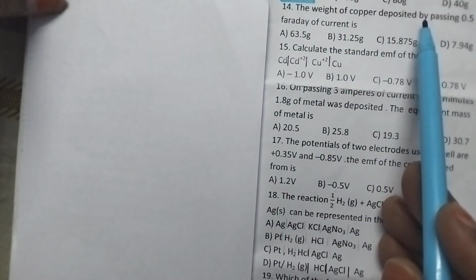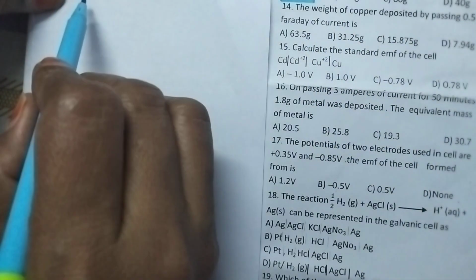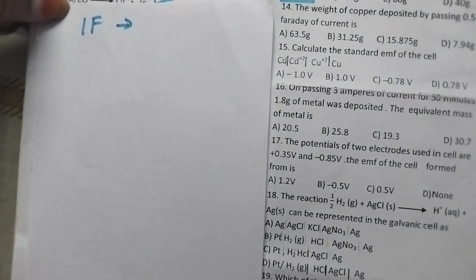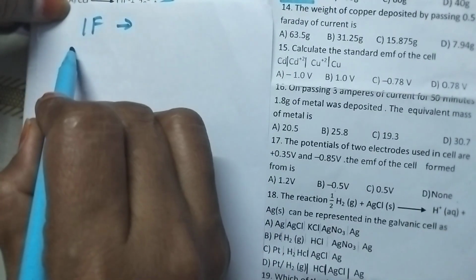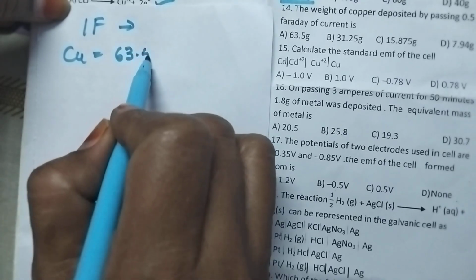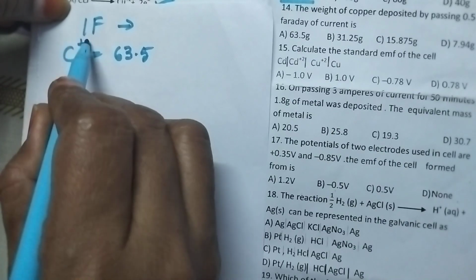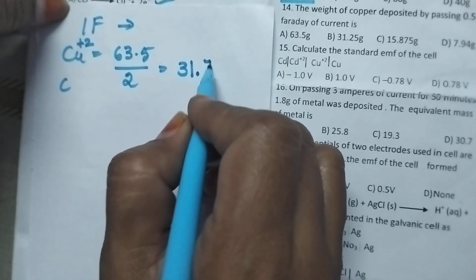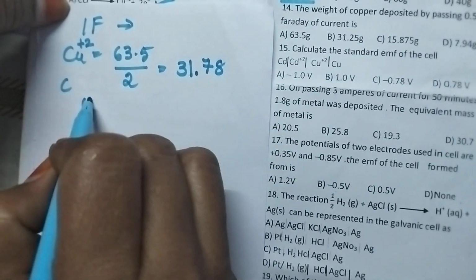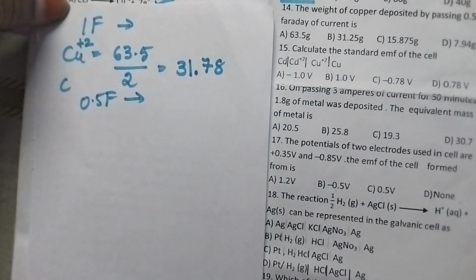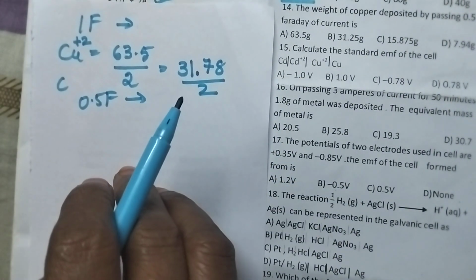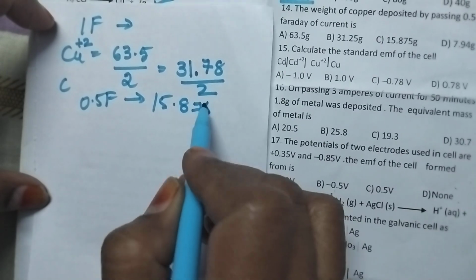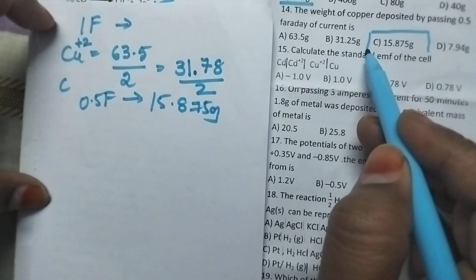The weight of copper deposited by passing 0.5 Faraday of current is. So generally whenever 1 Faraday of current is passed, then it deposits the equivalent weight of the substance. So what is the atomic weight of copper? 63.5, and its equivalent weight is, so Cu is present in the +2 state, so we have to divide by 2, and that is equal to 31.78. So here 0.5 Faraday of current is passed, that means divided by 2. So finally it results in the formation of 15.875 grams of copper. So option C is the right answer.